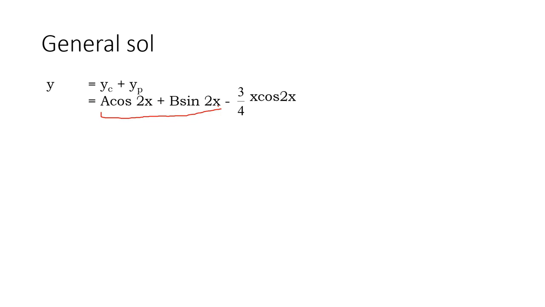If you want a particular solution, they must provide you two initial conditions. To get the particular solution, you must substitute your initial conditions into the general solution, not into your yc. Must substitute into the general solution.